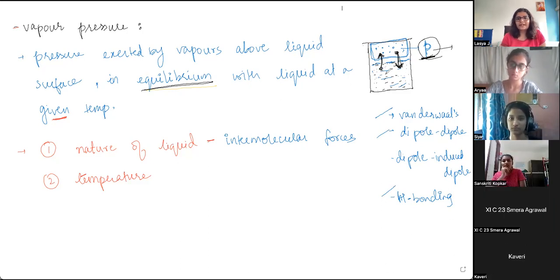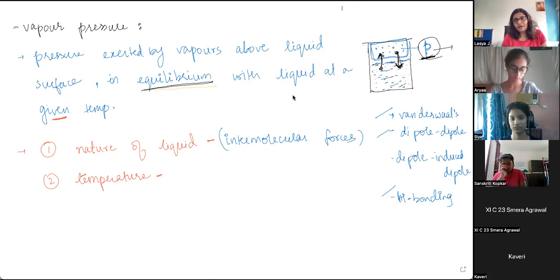Okay, so that is one thing. The nature of the liquid, the intermolecular forces, is at play here. Based on what sort of intermolecular forces are there, you'll end up with a polar liquid, non-polar liquid, that sort of thing. And the second thing that affects vapor pressure is the temperature.